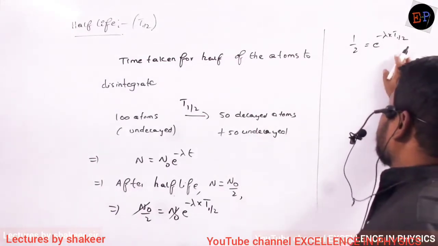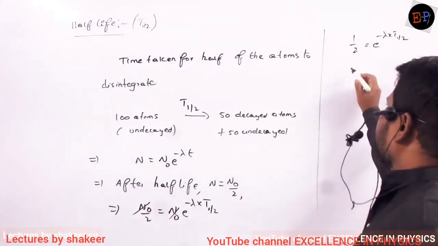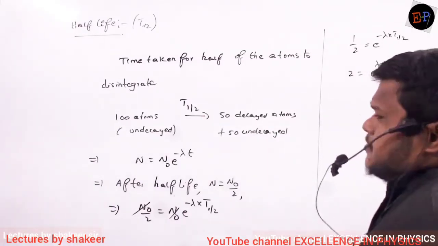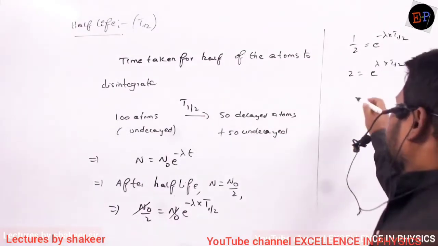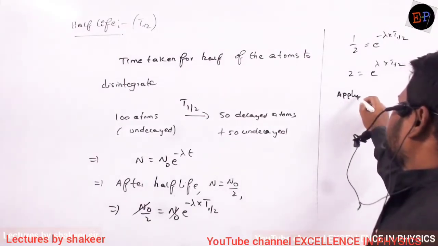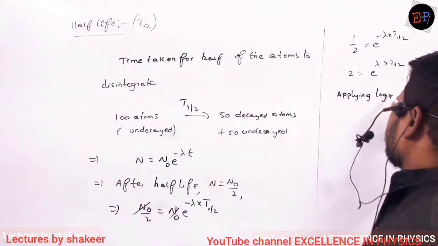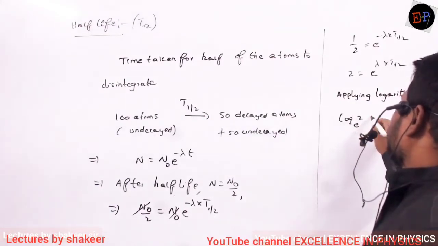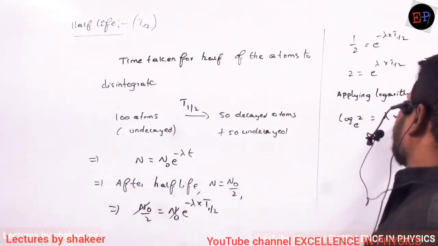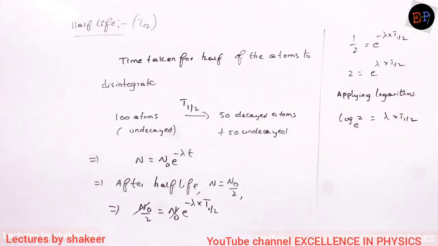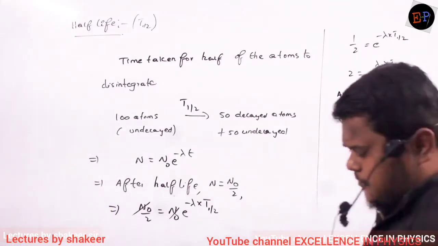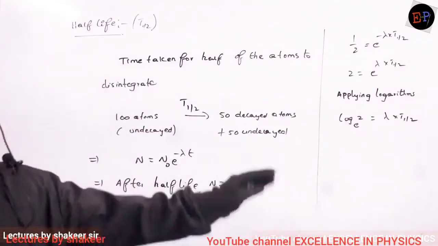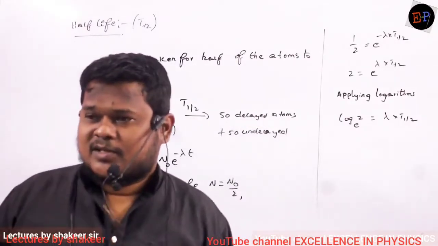Now if I want to remove this negative symbol, I can write 2 is equal to e power lambda into T 1 by 2. Are you able to understand? And now if I want to apply logarithms, I can write log 2 to the base e is equal to lambda into T 1 by 2. This is the method of applying logarithms. You ask your mathematics madam; she will explain further how to apply logarithms. Now I cannot explain the logarithm methods.